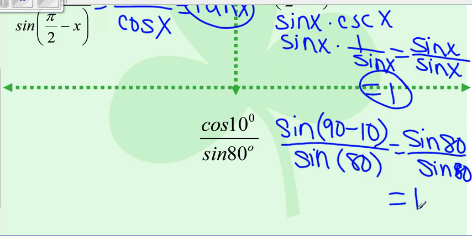Again, for that top part, cosine and sine are related by pi over 2 minus x. So our x here is the 10. If I wanted to switch to sine, it would have been 90 minus my x value, which was 10, which is how I got the sine of 80, because 90 minus 10 gave me 80. And they would simplify there. Again, these were the co-function properties.